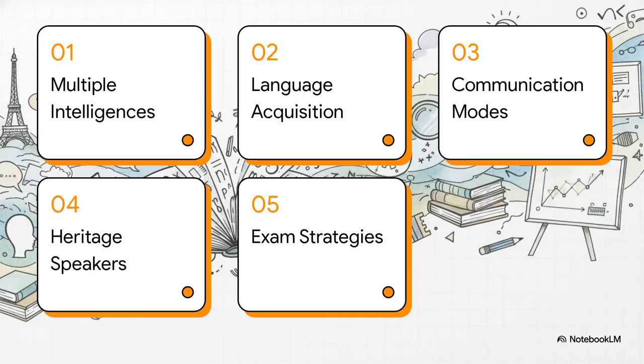To build out our ideal teacher toolkit, we're going to follow this straightforward blueprint. First up, the 9 multiple intelligences. Second, the stages of language acquisition. Third, ACTFL levels and communication modes. Fourth, we'll look at the heritage speaker profile. And finally, we'll wrap up with the ultimate exam strategy cheat sheet.